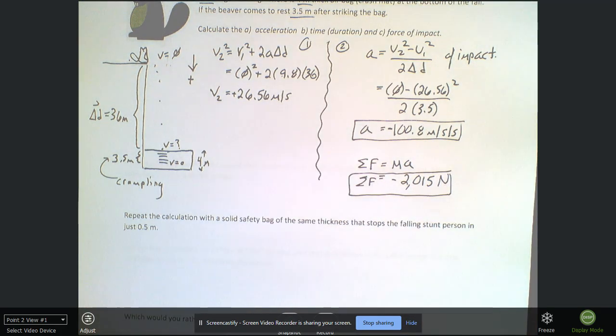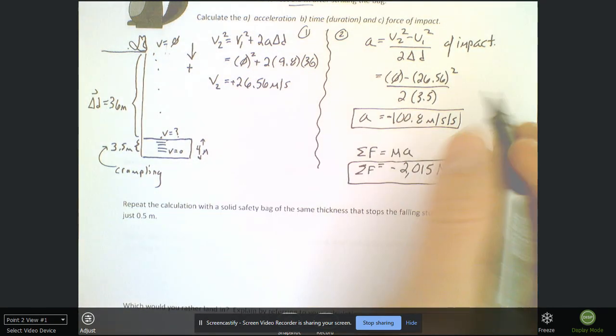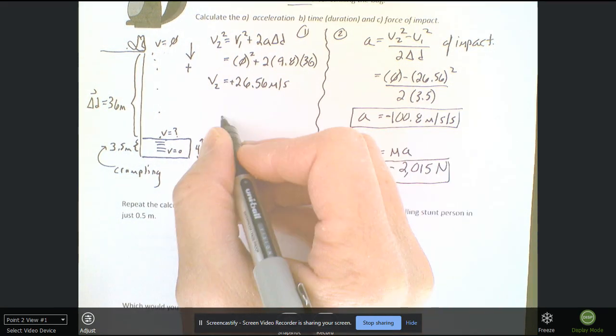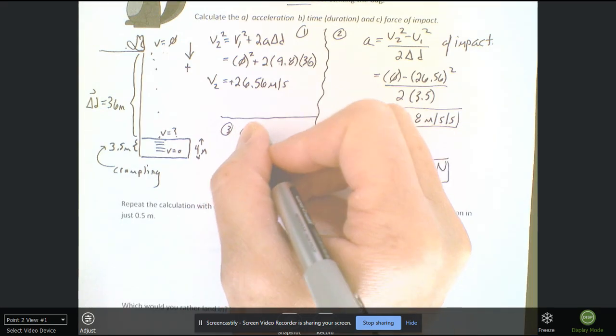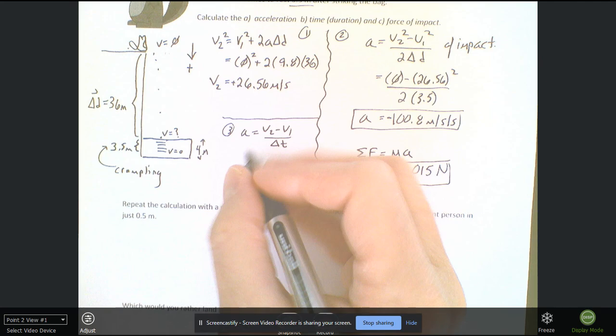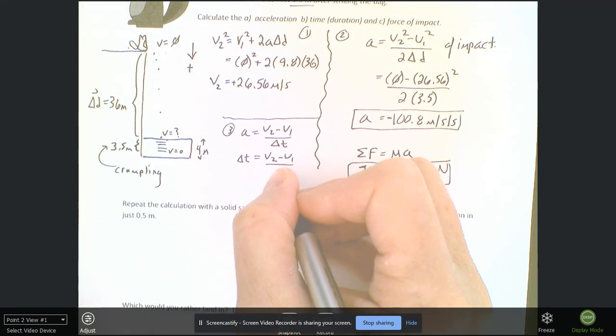Okay, the time of impact we didn't do, but we could figure it out since we know the acceleration. So if we ask for question 3, acceleration is v2 minus v1 over delta t. So delta t is v2 minus v1 over the acceleration.